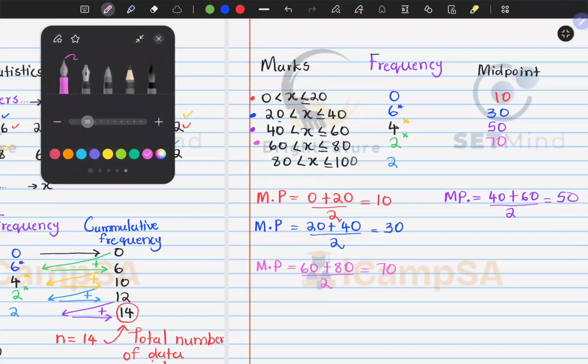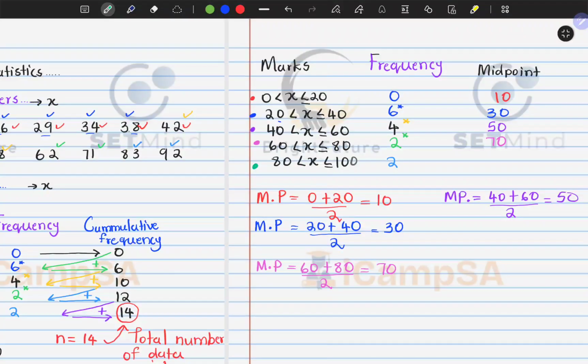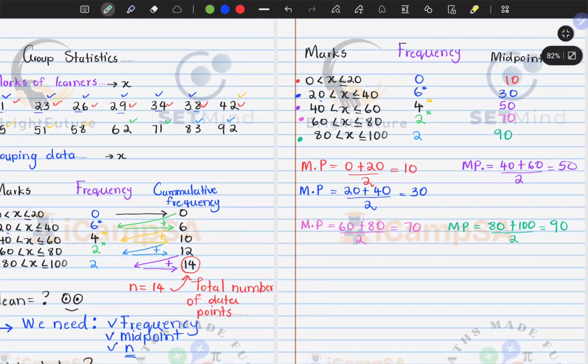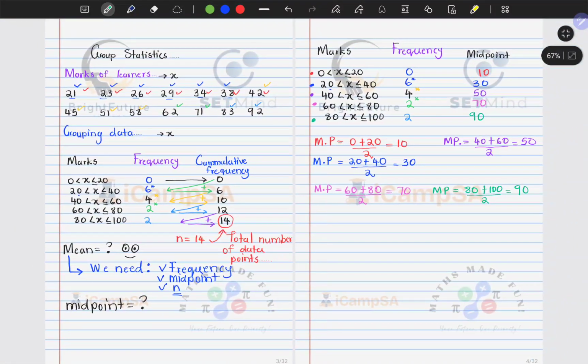Okay. And then let's go for the last one, which is this one. We'll have our midpoint equaling 80 plus 100 divided by 2, that's 180. That's going to give us 90. Okay, so that there becomes 90. So we need the midpoint in order for us to find the mean.